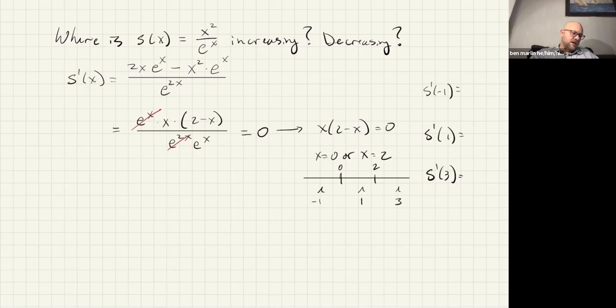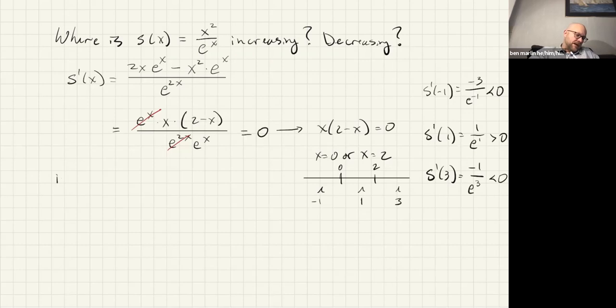-1, if you plug that in on the top, you would have -1 times 2 minus -1, so -3 divided by e to the -1, which is negative. When you plug in +1, you'll end up with 1 over e to the 1, which is positive. And when you plug in 3, you'll end up with -1 divided by e to the 3, which is negative.